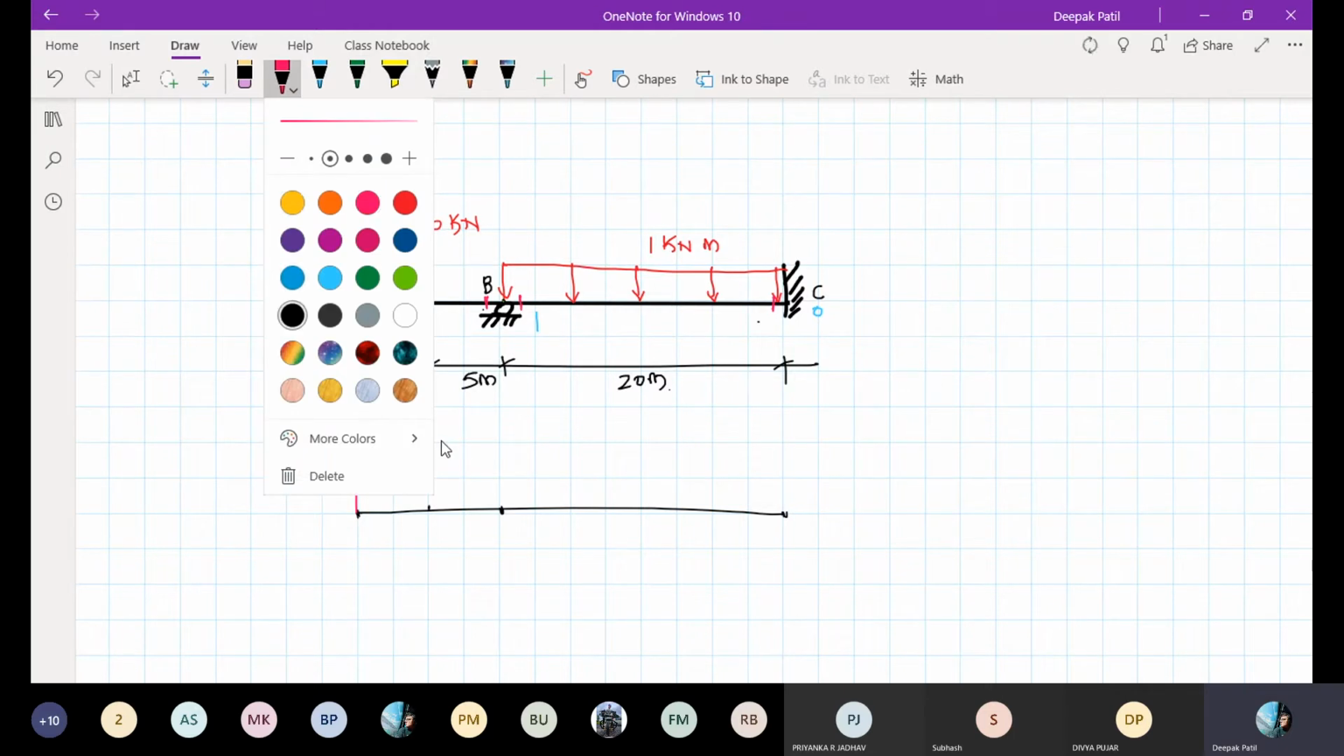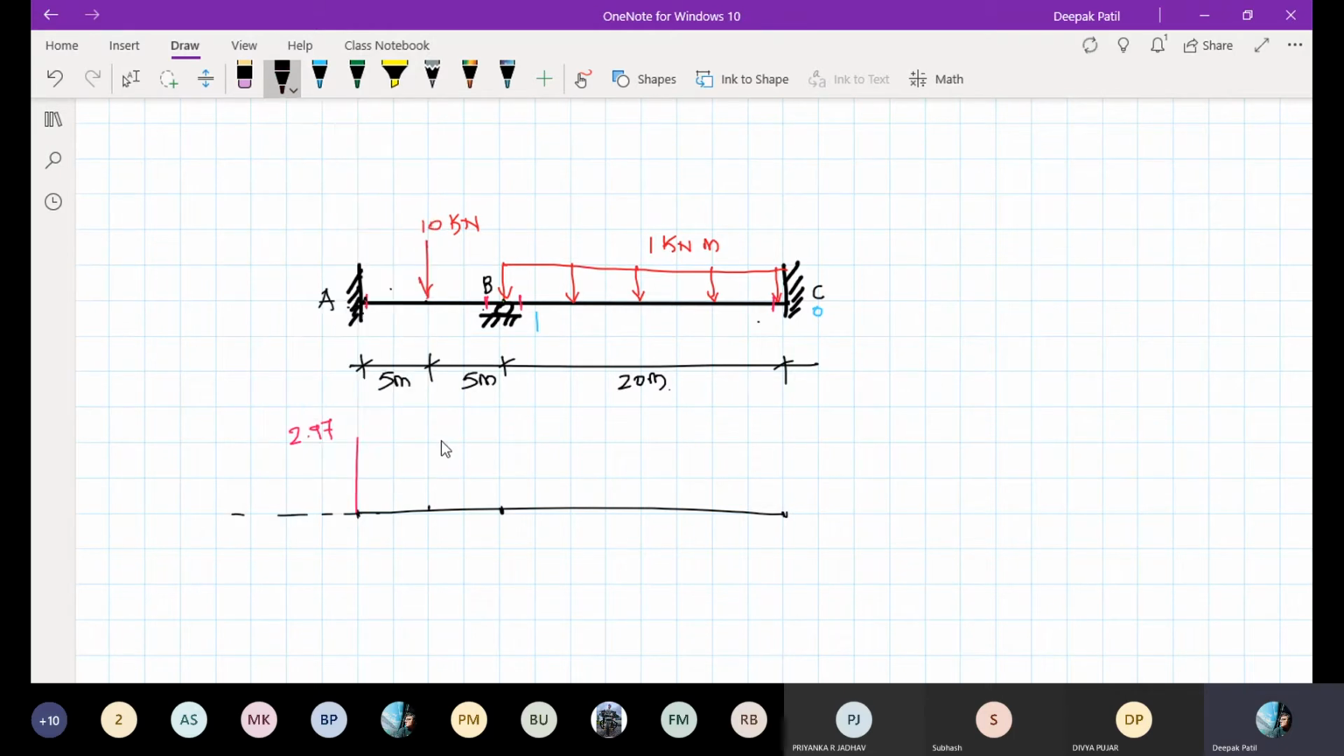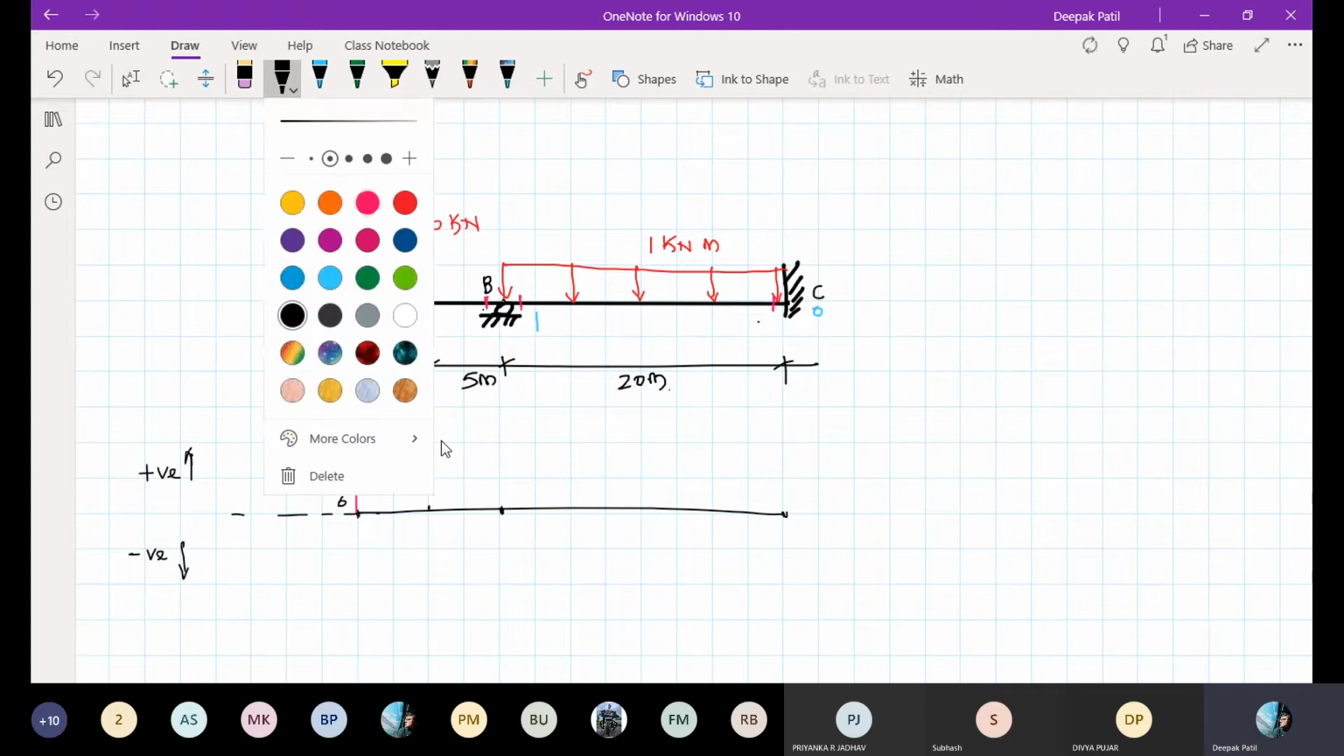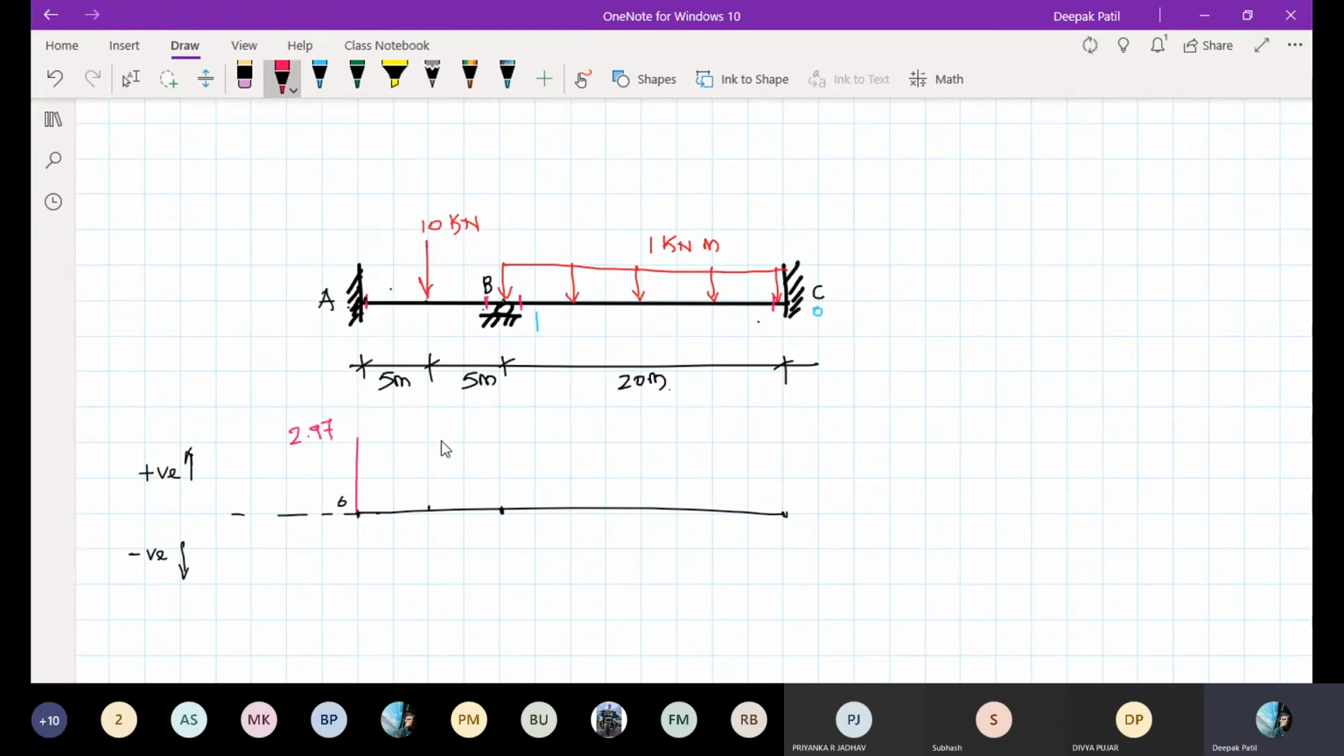For ease of understanding, I can assume that this is the zero line, and if you are positive you have to go upwards, and if you are negative you have to go downwards. Like this I can assume and I can start. Okay, so that is done. VA is upwards 2.97. So from this point up to this point, how will be the variation of the shear force diagram?